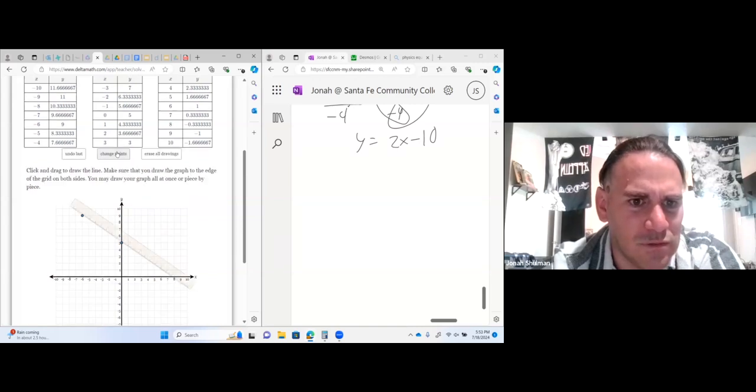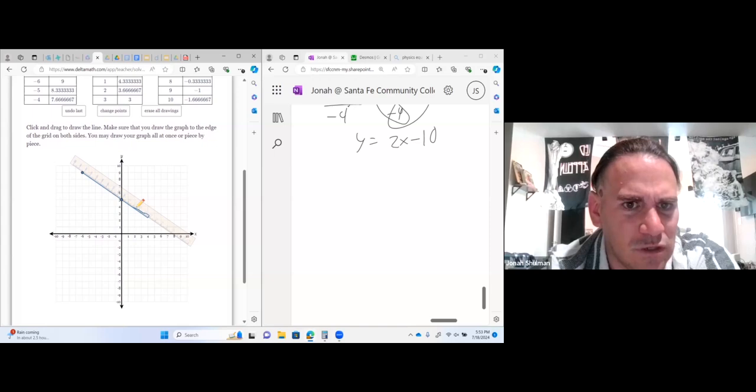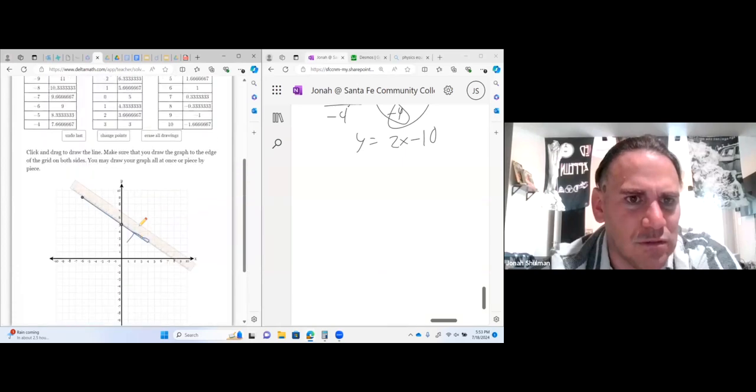Done plotting points. Click and drag to draw your line. May I undo this? You may draw your graph all at once or in pieces. How do we erase? Undo last, undo last. Cool.